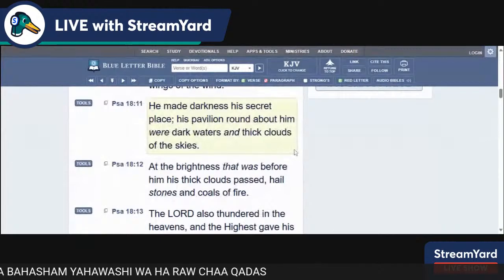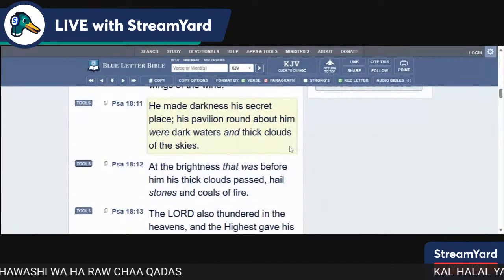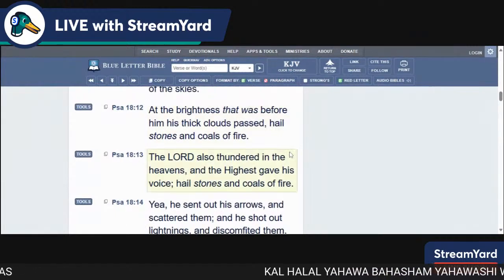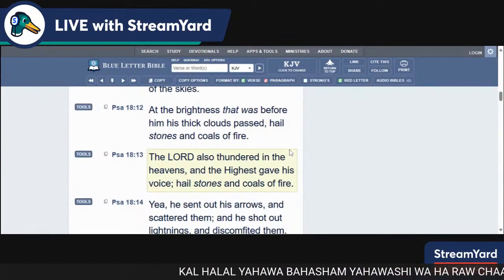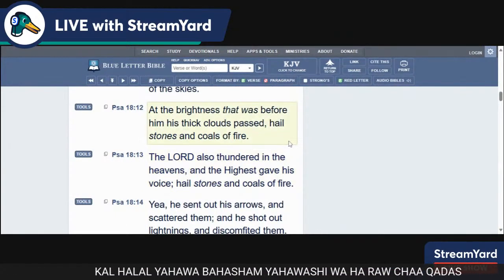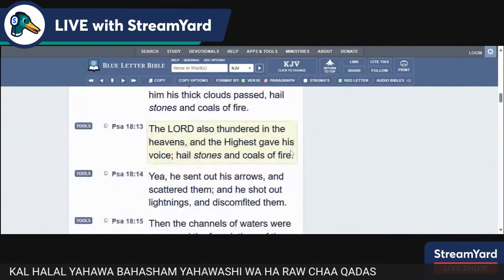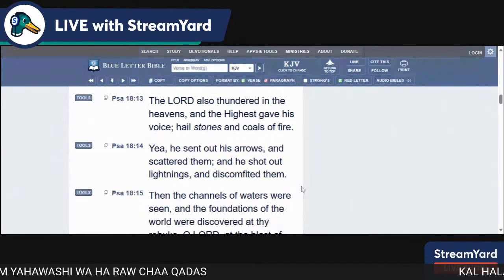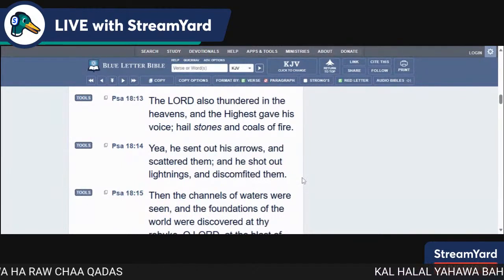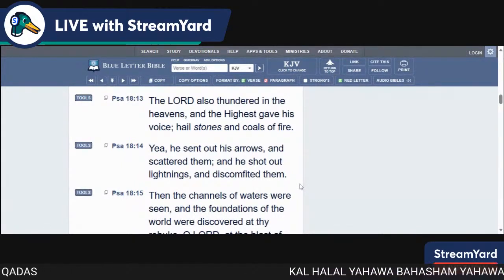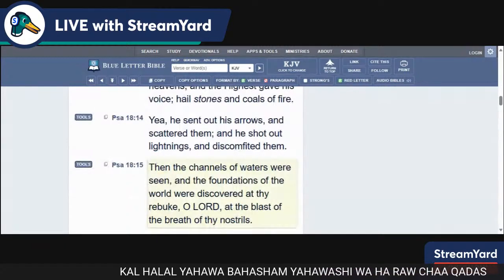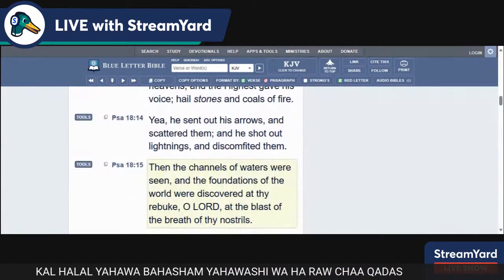His pavilion round about him were dark waters and thick clouds of the skies. At the brightness that was before him, his thick clouds passed, hail stones and coals of fire. The Lord also thundered in the heavens, and the Highest gave his voice, hail stones and coals of fire. Yea, he sent out his arrows, and scattered them, and he shot out lightnings, and discomfited them.